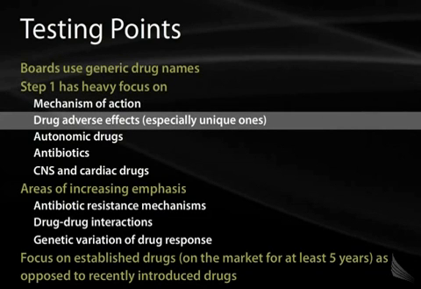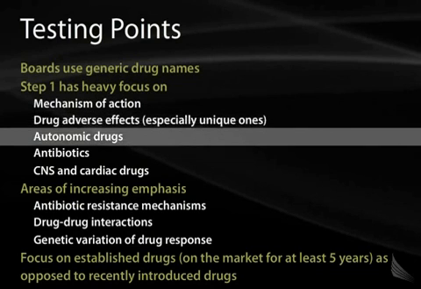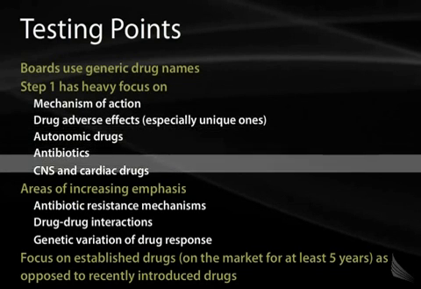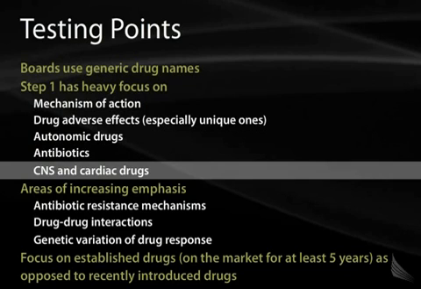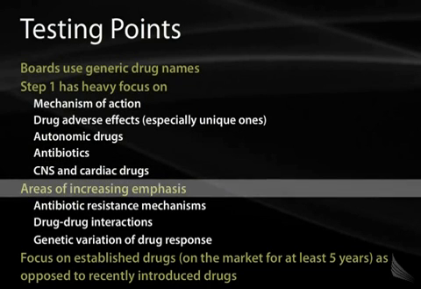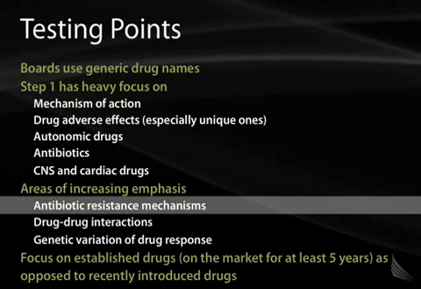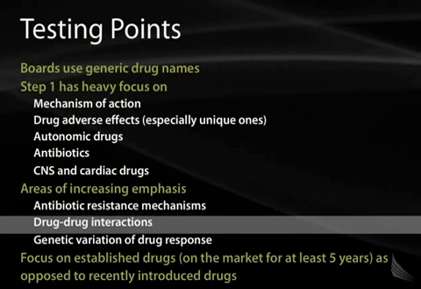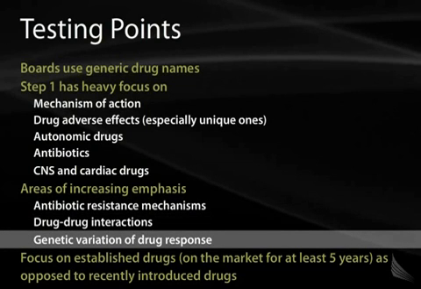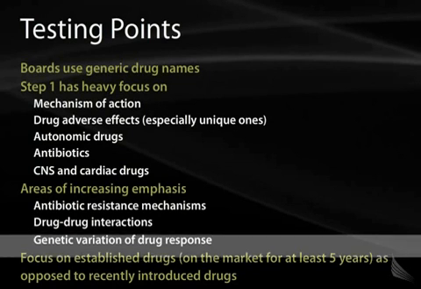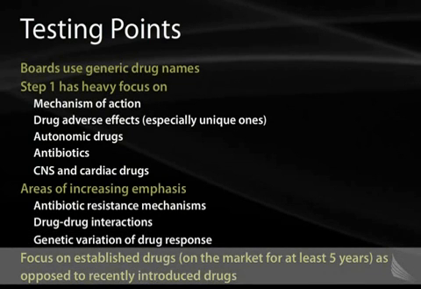Some concepts in Step 1 that are heavily tested are autonomics, antibiotics, and central nervous system and cardiac drugs. Those are the most tested categories of medications on this test. There are some areas that are becoming more and more popular for questions on the test, and that includes organisms that are antibiotic resistant, drug-drug interactions, as well as pharmacogenomics, which is genetic variation of drug response, and we'll talk a little bit about those as we go. It's also important to remember that drugs that have come about in the last 5 years are not as heavily tested as those which are very well established.